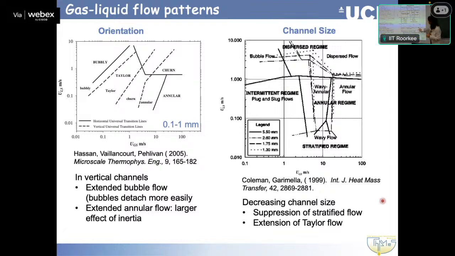And so the main effects they saw is that by decreasing the channel size, the stratified flow was suppressed because interfacial phenomena take over, and in very small channels, it's very difficult to get stratified flows. And they observed a larger area of Taylor flow, which when we talk about mass transfer later on, is kind of beneficial for us. Again, a lot of different tubes, they went from 1 to 5.5 millimeters. And you can see, okay, the regimes appeared in the right area of the map, let's say, but you could have, this is the big tube, and this is the smaller one. You can see in the transition lines, there are a lot of differences.